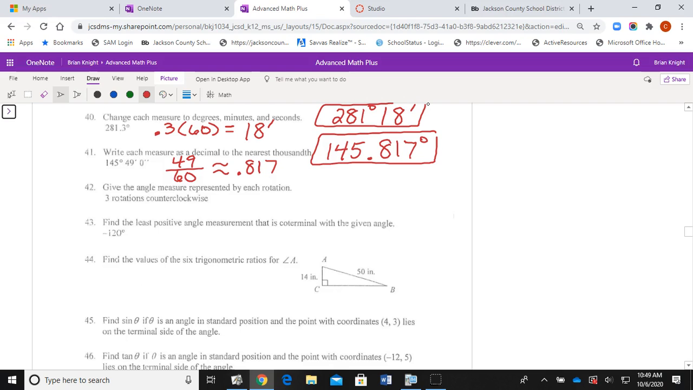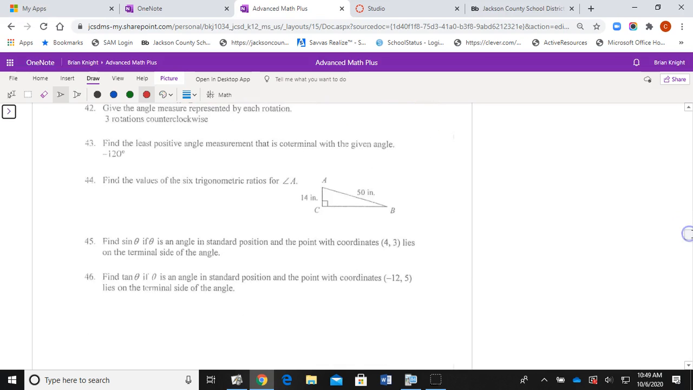Okay? 42 is also pretty easy, counterclockwise. If we're rotating it counterclockwise, what are we going to multiply by? 3 times what there? Did you say 360? I'm sorry, 360. Positive 360. What if it said clockwise? It would be negative 360. So 3 times 360 is 1,080 degrees. Okay?